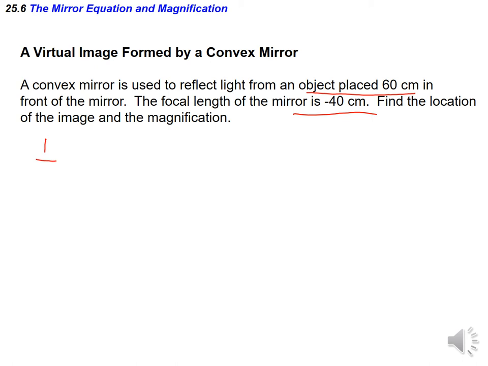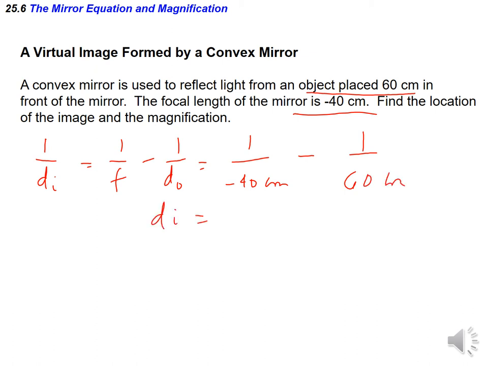So again, we are asked to get the distance of the image. The formula again is 1 over f minus 1 over distance of the object. So we have 1 over negative 40 centimeter, this is the focal length, minus 1 over the given distance of the object, 60 centimeters. So di is equal to negative 24 centimeters. The negative sign indicates that the image is behind the mirror, and therefore the image is a virtual image.